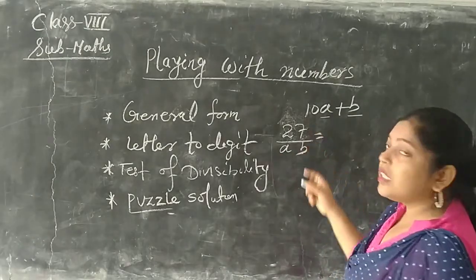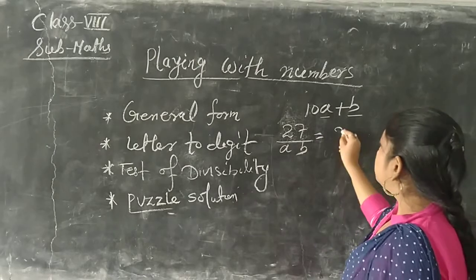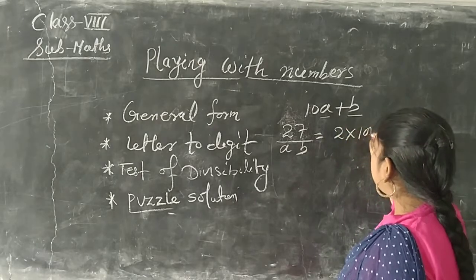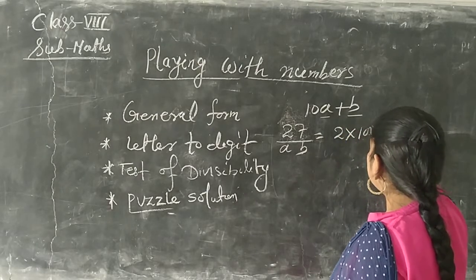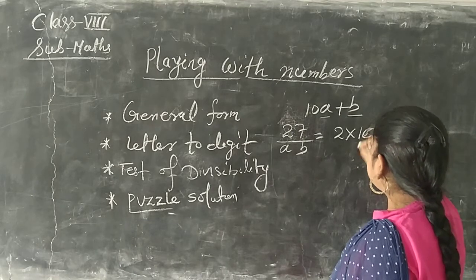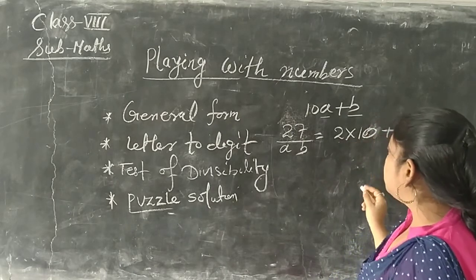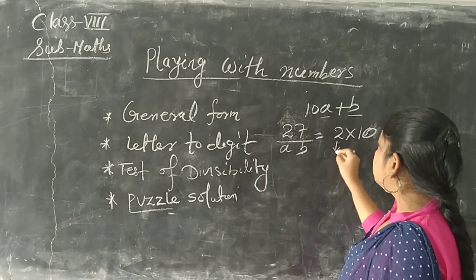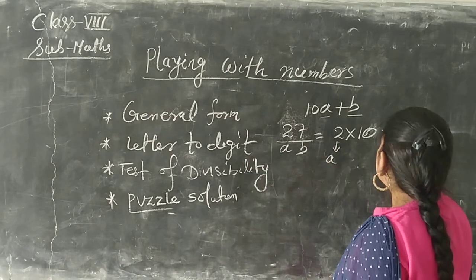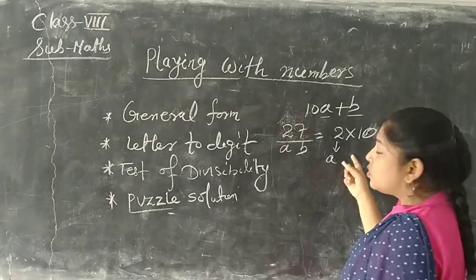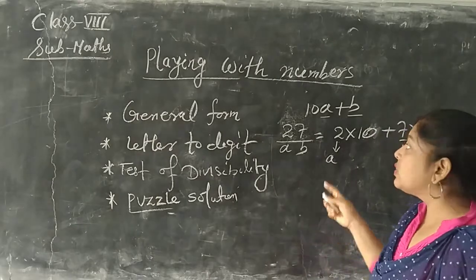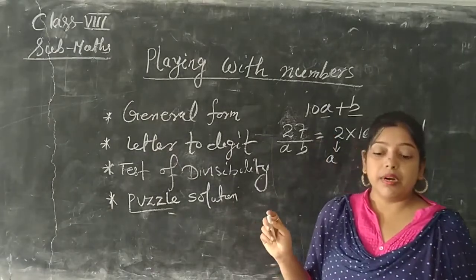So we write the generalized form as 2 into 10 plus 7 into 1, where 2 is called A and 7 is called B. That is called the generalized form of a 2-digit number.